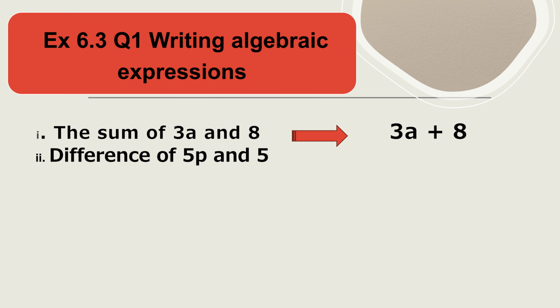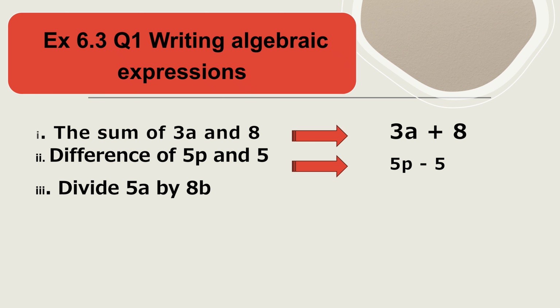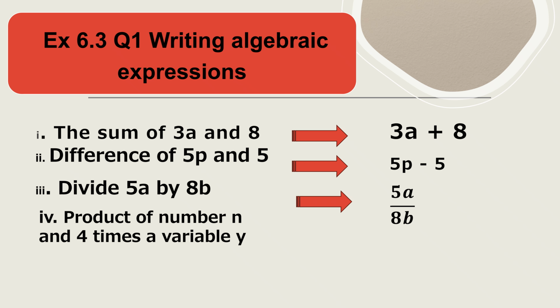Next, difference of 5p and 5. Difference means subtraction. So we can write it as 5p minus 5 or 5 minus 5p. Divide 5a by 8p. So we have to divide 5a by 8p. We can write it in the form of a fraction. Product of number n and 4 times a variable y. We have to find out the product of two numbers.